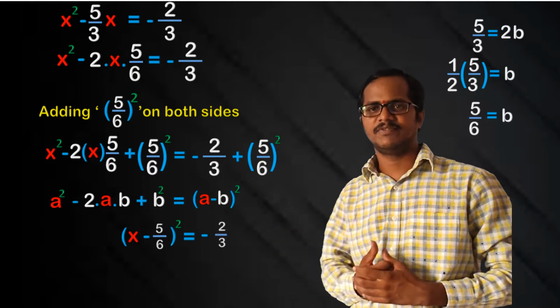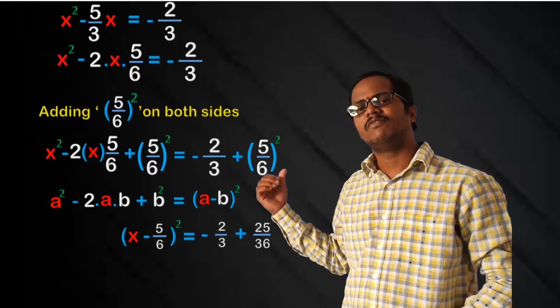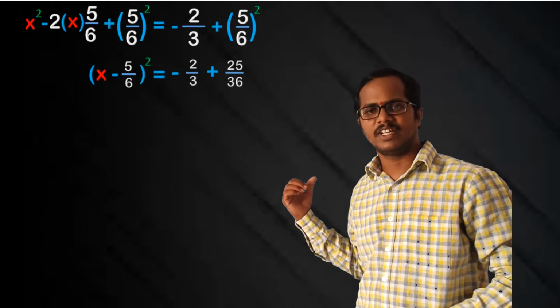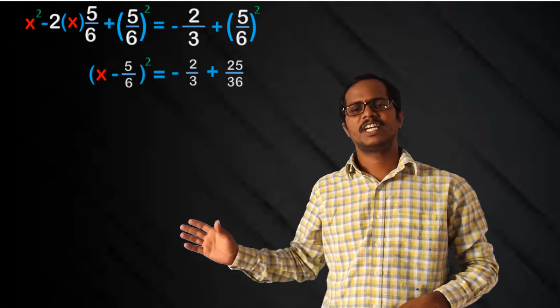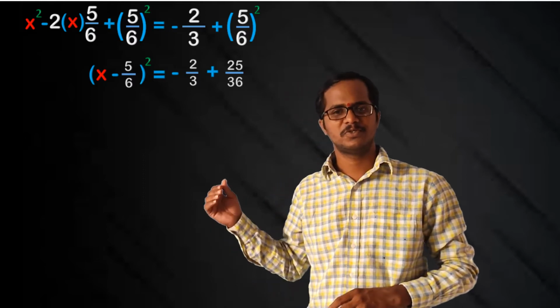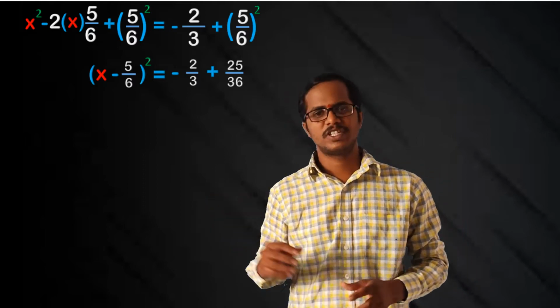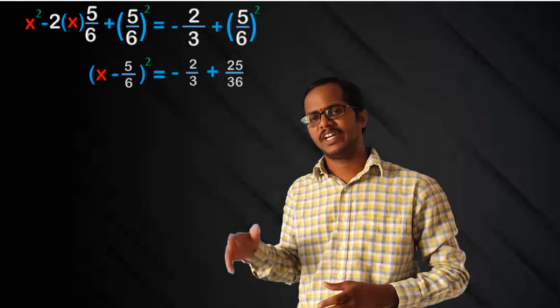And on the right hand side we get minus 2 by 3 plus 5 by 6 whole square, which can be written as 5 square is 25, 6 square is 36, 25 by 36. Now what we get? x minus 5 by 6 whole square equals to minus 2 by 3 plus 25 by 36. Now let us simplify on the right hand side.